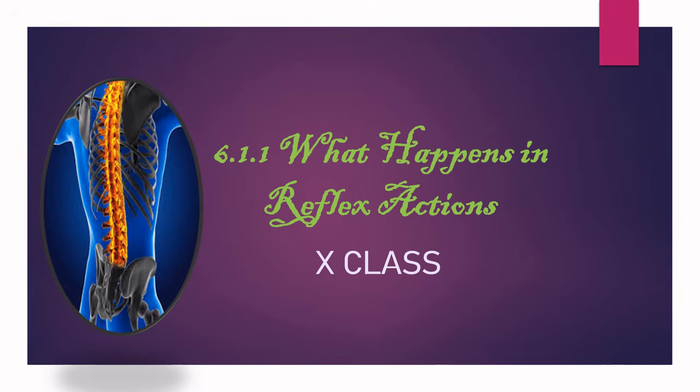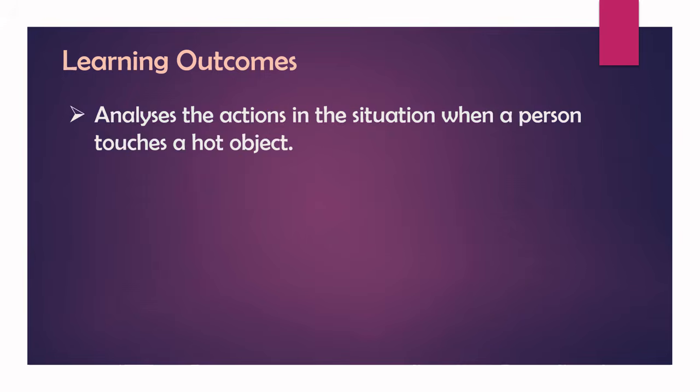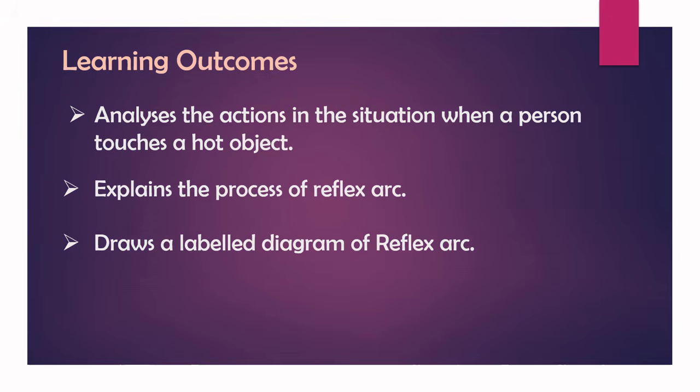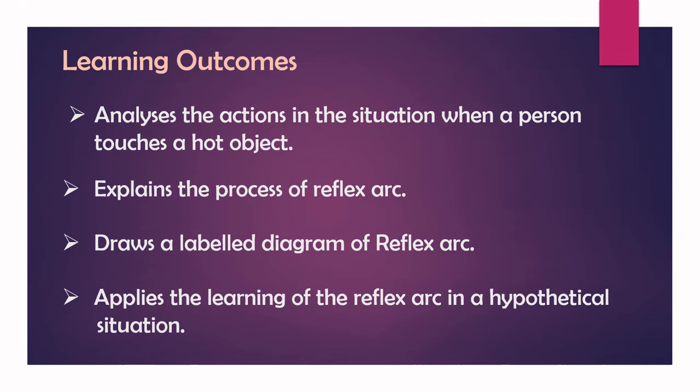Before entering the classroom, the teacher should make sure the following things are done. Let us see what they are. First of all, learning outcomes. The learning outcomes to be achieved by the completion of this topic are: students analyze the actions in the situation when a person touches a hot object, explain the process of reflex arc, draw a labeled diagram of reflex arc, and apply the learning of the reflex arc in a hypothetical situation.